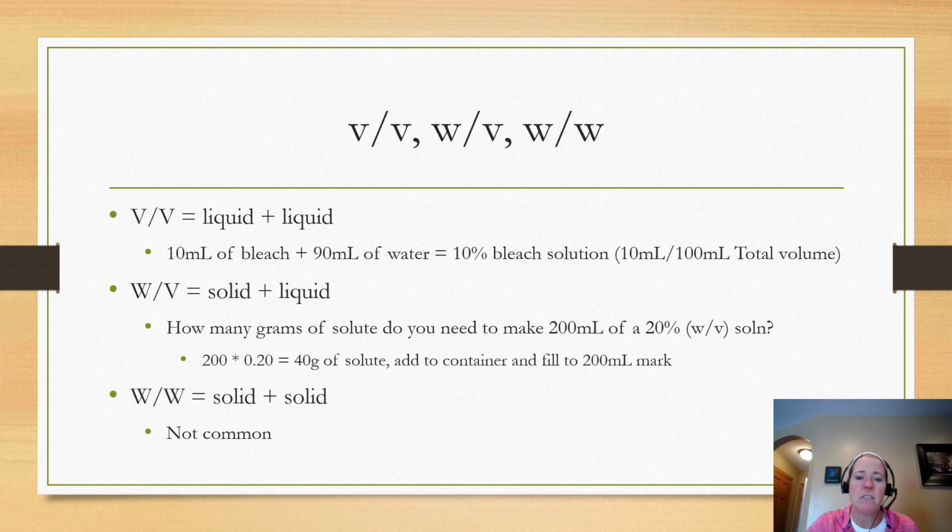Be able to calculate a volume per volume, weight per volume, and weight per weight. Volume per volume is a liquid plus a liquid. For example, 10 mL of bleach plus 90 mL of water is a 10% bleach solution. How many grams of solute do you need to make 200 mL of a 20% weight per volume solution? Well, this one uses grams and mL. So you would take the 200 times 0.2. You have 40 grams of solute, add it to the container and fill to the 200 mL mark. Weight per weight is a solid plus a solid. That's not very common.